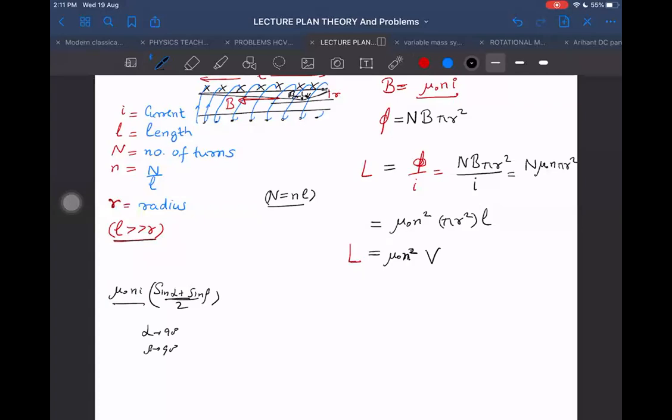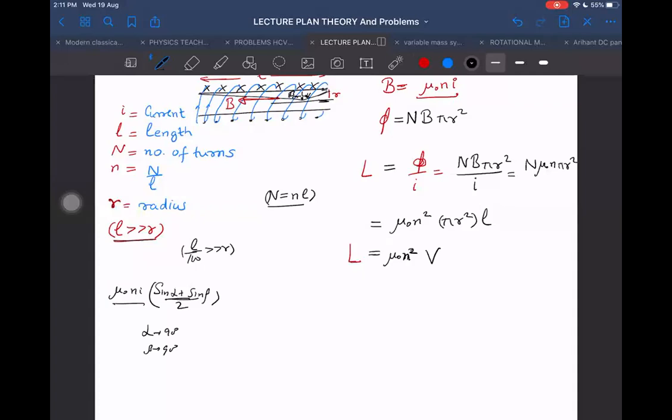Even when we are very close to the end, even in that case the angle formed will be much larger. For example, let us say we are L by 100 distance from the end, but L by 100 is also much larger than r. Then that will also form a nearly 90-degree angle, right?